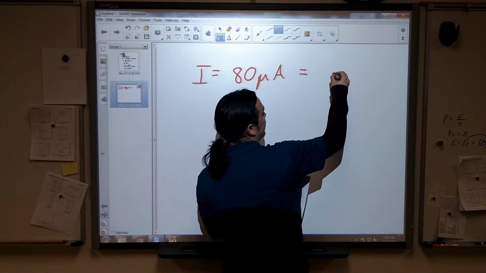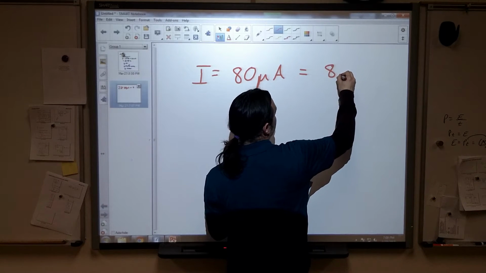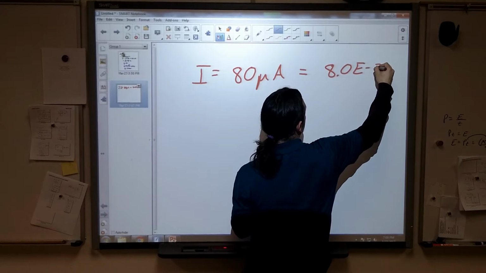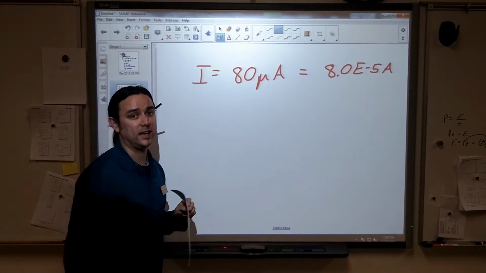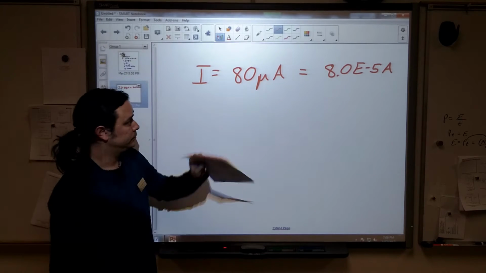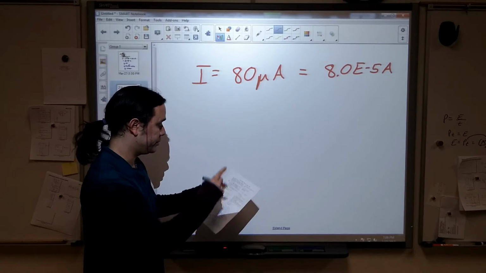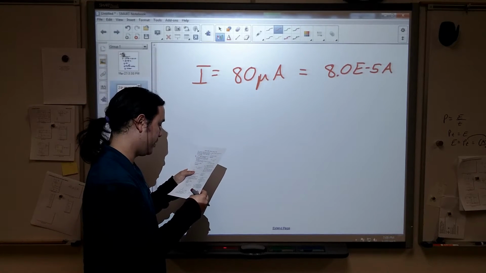Micro is times 10 to the negative 6. So this comes up to 8.0 times 10 to the negative 5th amp, or 80 times 10 to the negative 6th amp. In this case, that would be 80 microamp. So here we go. There's a conversion on that.